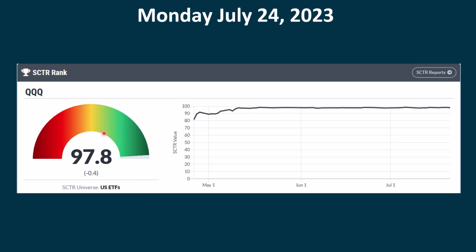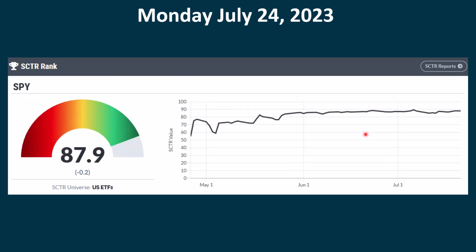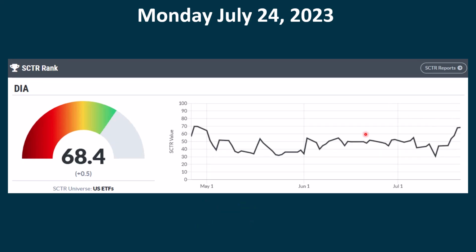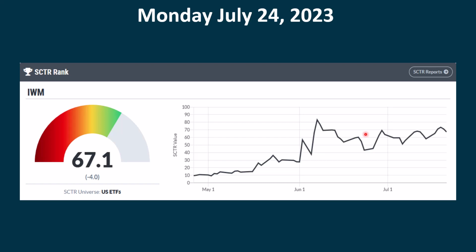Coming in again first this week is the NASDAQ 100 represented by the QQQs at 97.8. And you can see this is historically how this has changed. This has been positive now for quite some time. In second place is the S&P 500 at 87.9. In third place are the mid caps at 77.7. In fourth place, actually moved up a little bit, is the Dow at 68.4. And then in last place are the small caps. They've been under some pressure lately at 67.1.